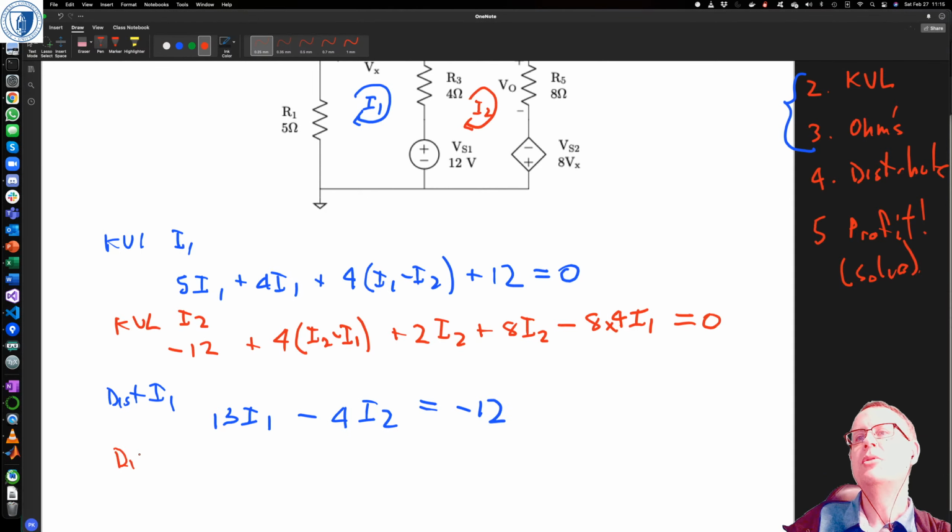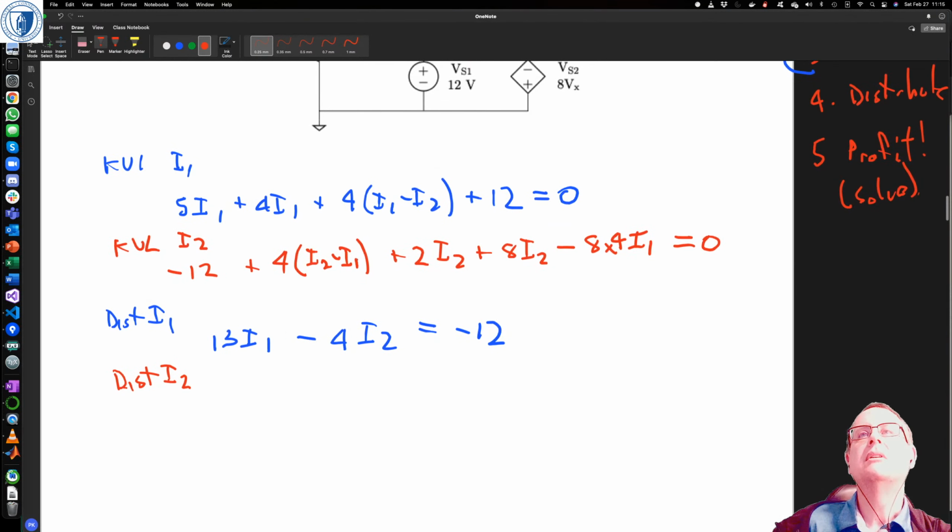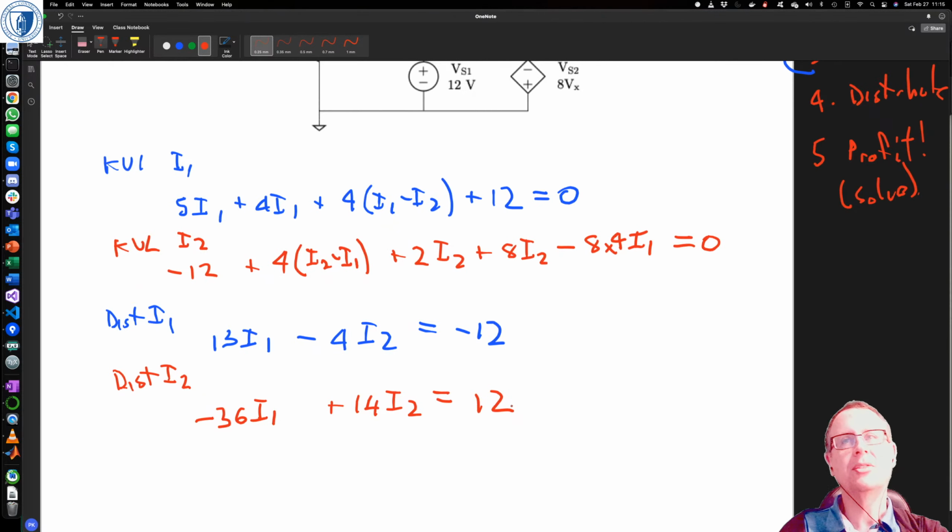And then we can distribute I2, and we've got a minus 4 I1 and a minus 32 I1. So it's a minus 36 I1. And there's 4 I2, 6 I2, 14 I2. So plus 14 I2. And that equals, if we take the minus 12 on the other side, it becomes plus 12.